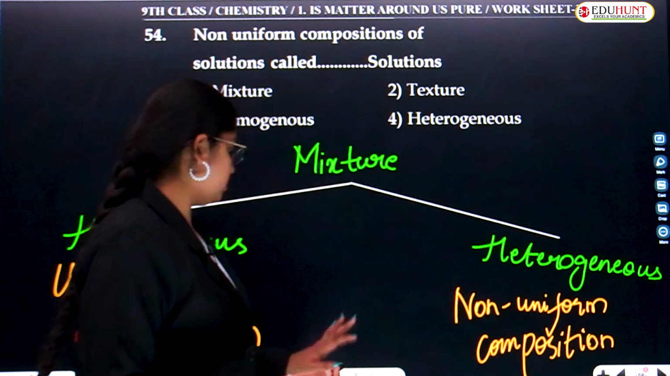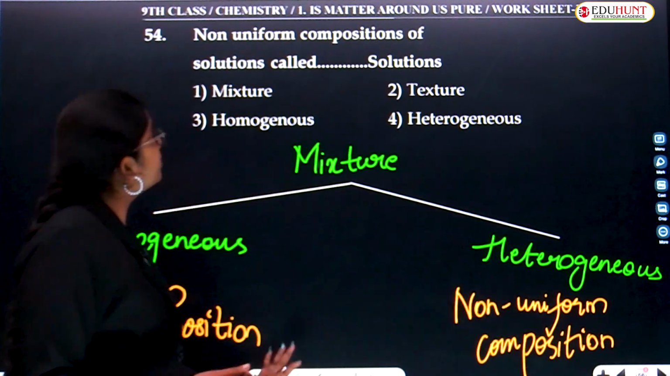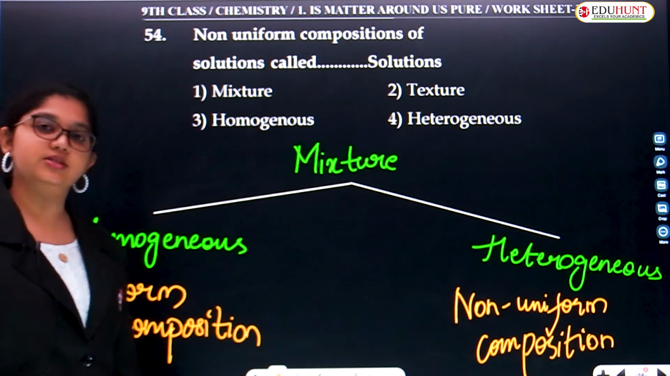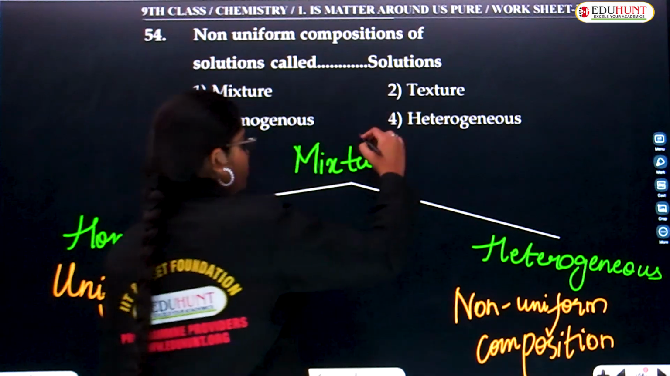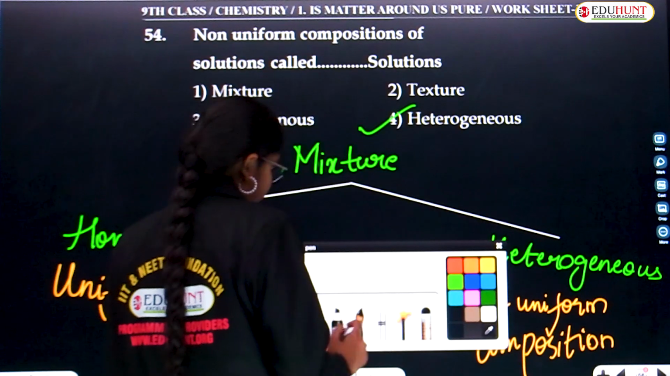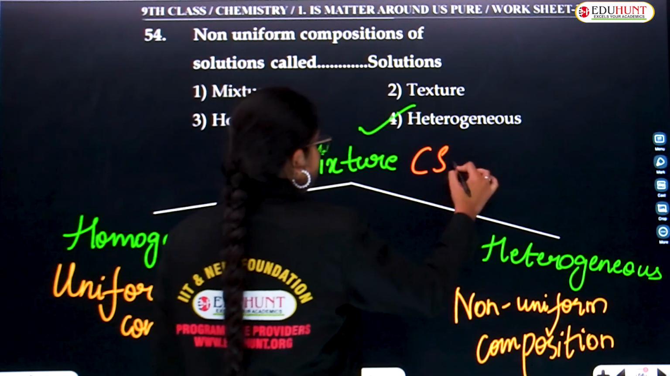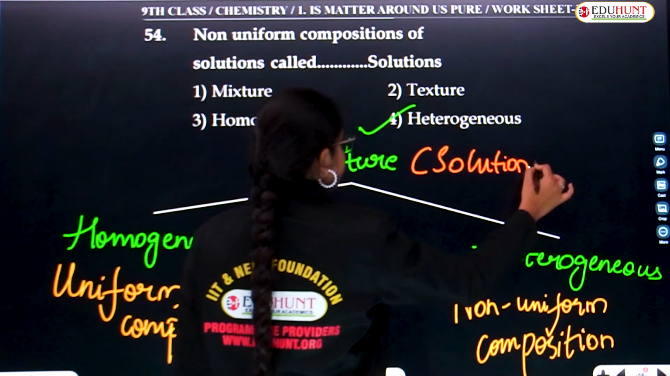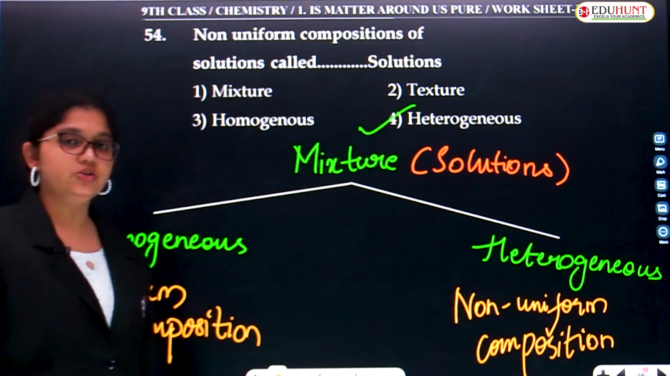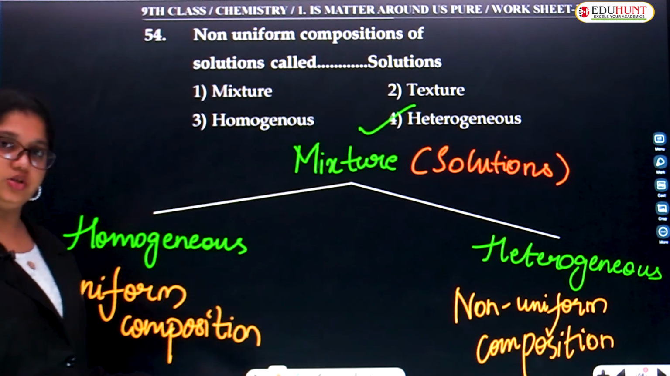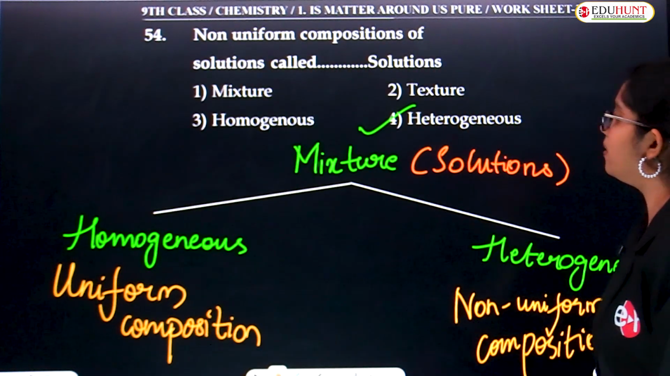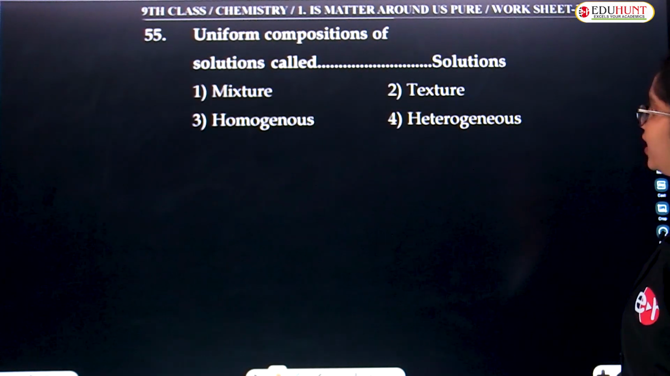Okay, what is the answer now? Read the question once again. Non-uniform compositions of solutions are called heterogeneous solutions. Okay, clear now? So solutions are like that only. We have mixtures like solutions also. If it is having non-uniform composition, we just tell it as heterogeneous solutions. Homo means true solutions. Heterogeneous comes under colloidal solutions and suspensions. Okay, clear?